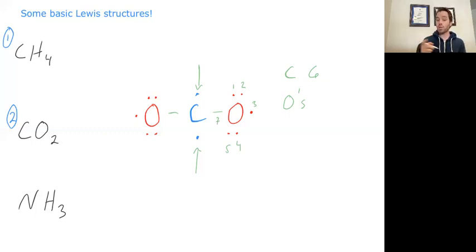So right now, the oxygens are both hungry for 1 more electron, and the carbon is hungry for 2 more electrons. Now, you may have seen this movie before, and you know what's going to happen. Hang on, let me clean this up a bit.